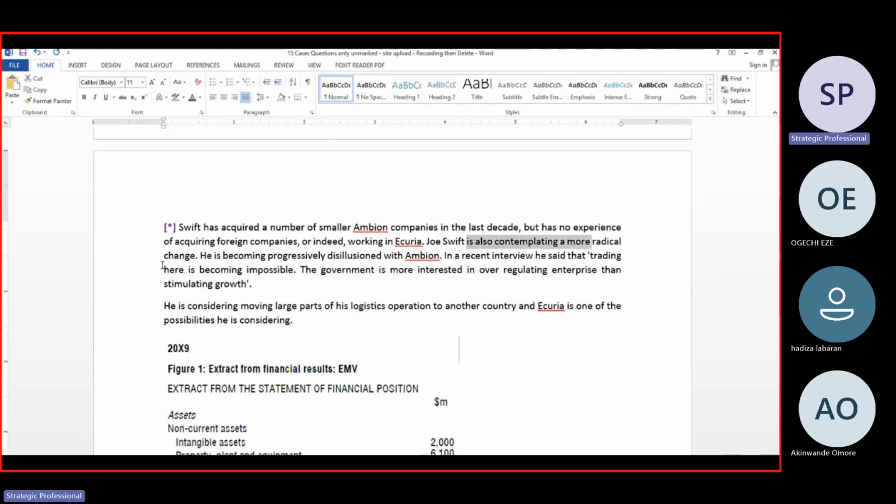Joey Swift is also contemplating a more radical change. He is becoming progressively disillusioned with Ambion. In a recent interview, he has said that trading here has become impossible. The government is more interested in over-regulating the enterprise rather than stimulating growth. He is considering moving a part of his operations to the country of Ukraine. Ukraine is one of the possibilities he is considering. So he wants to actually move from this country to another country for part of his operations. So these are the main points that we could get.